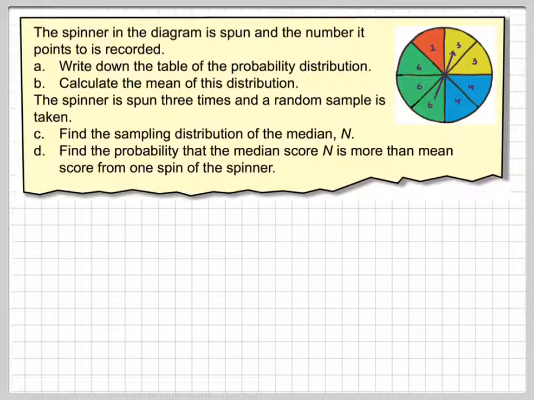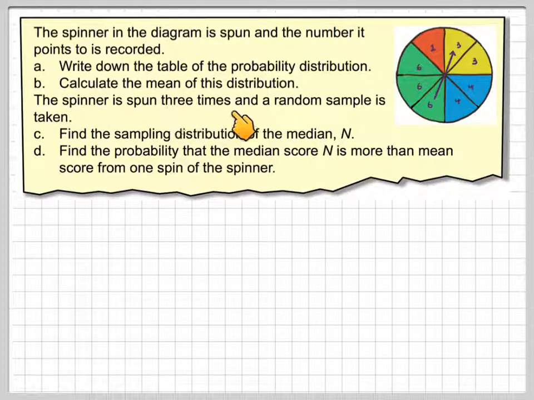Okay, this video is very similar to the previous one, where we've got a spinner now and we're going to spin it 3 times and work out the median score, and find the sampling distribution of the median score. So the spinner in the diagram is spun and the number it points to is recorded. Write down the table of the probability distribution, and calculate the mean of this distribution.